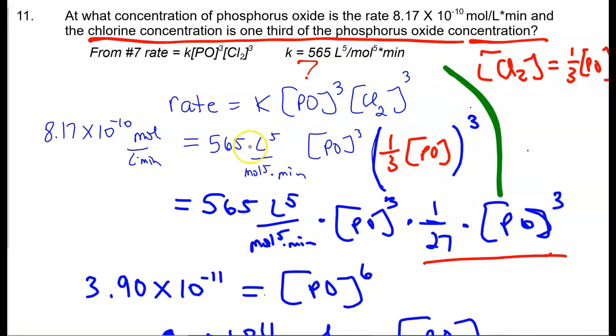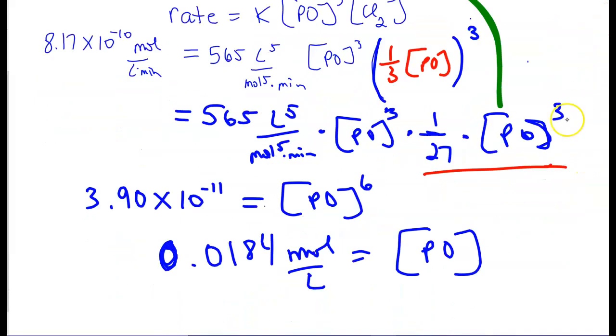So going down here, we have 565. I brought down my K. I brought down PO cubed. I cubed the 1 to be 1. I cubed a 3 to be 27. And I cubed PO to be PO cubed. Okay, then the next thing I did, if you look at this here, is I took 8.17 times 10 to the negative 10th and divided by 565, and then I multiplied by 27. To undo 1/27th, to get it on the other side, I have to multiply both sides by 27.